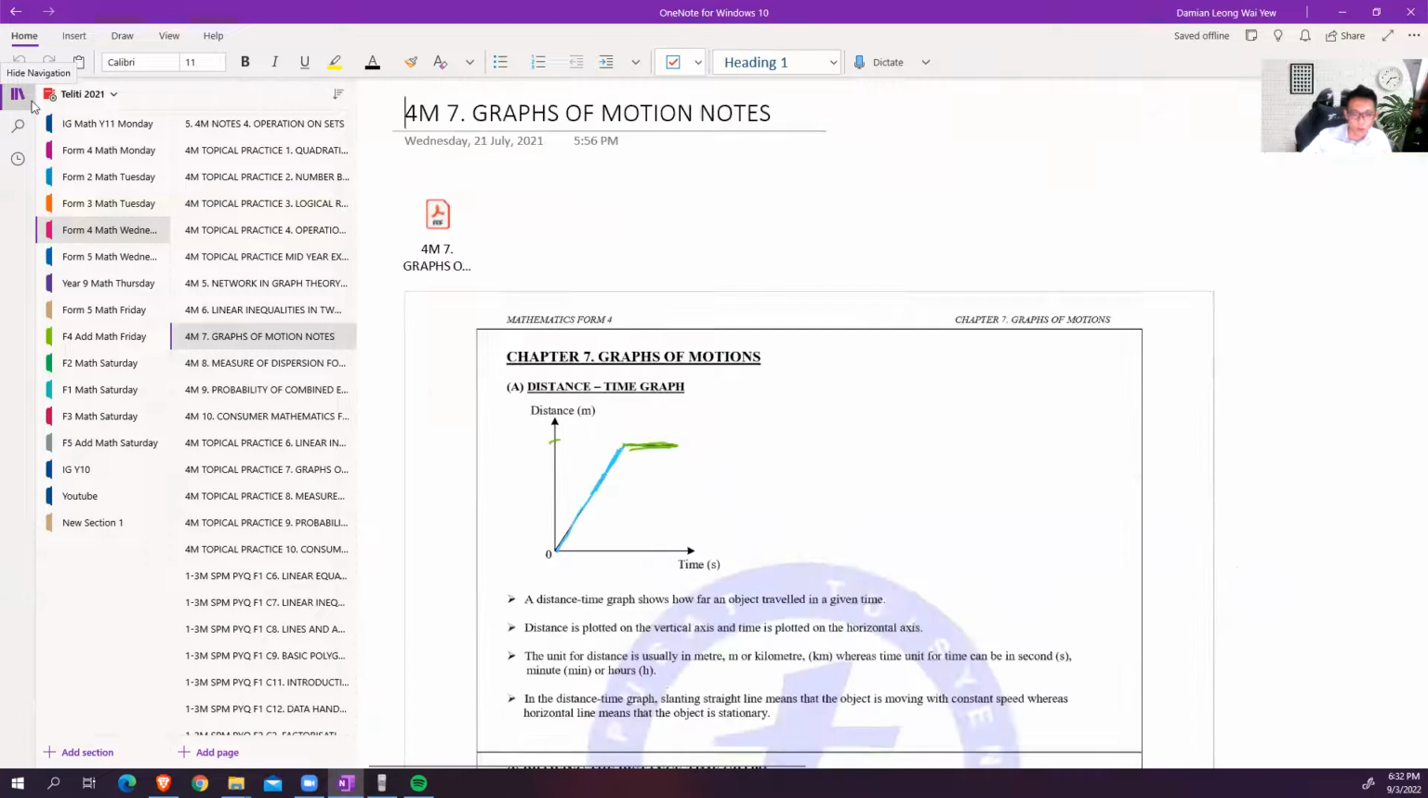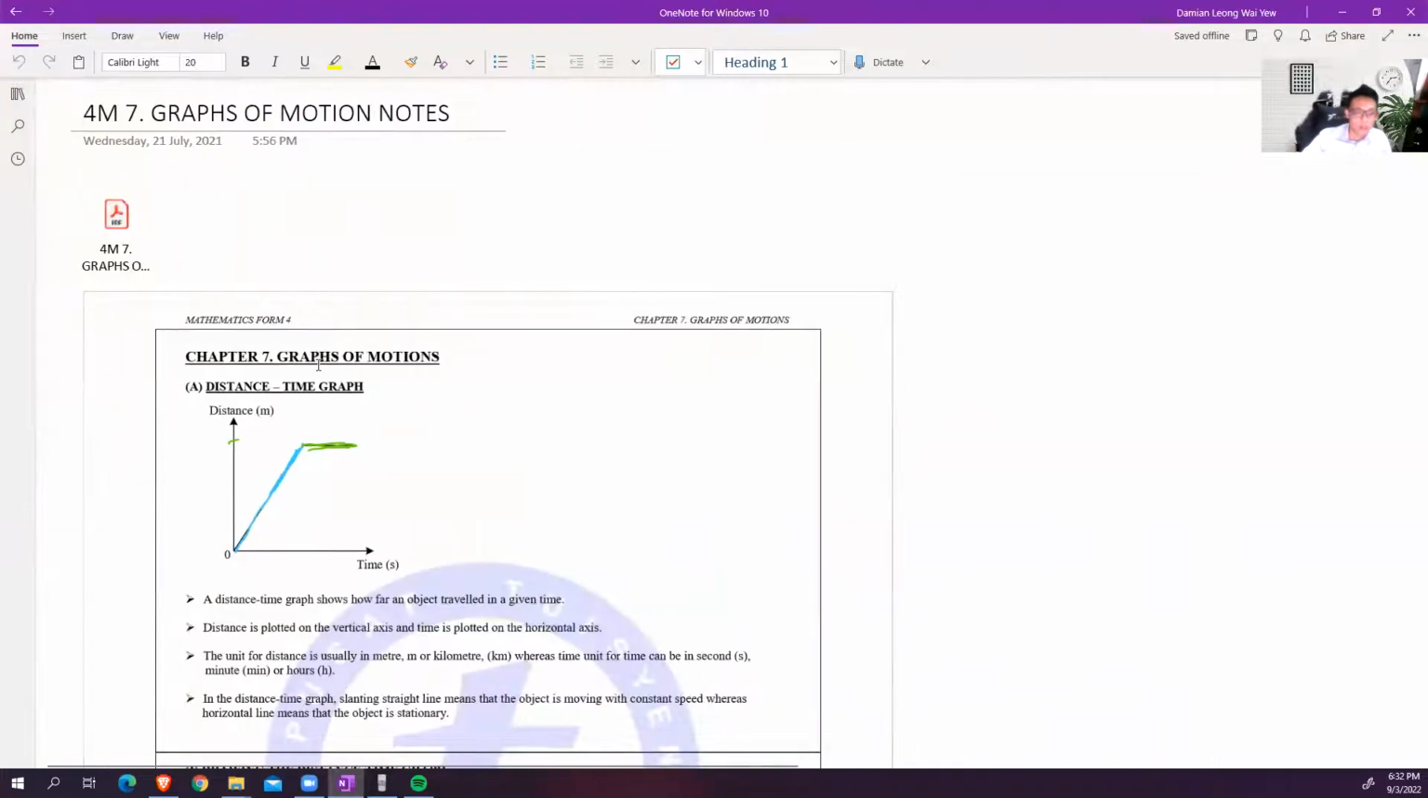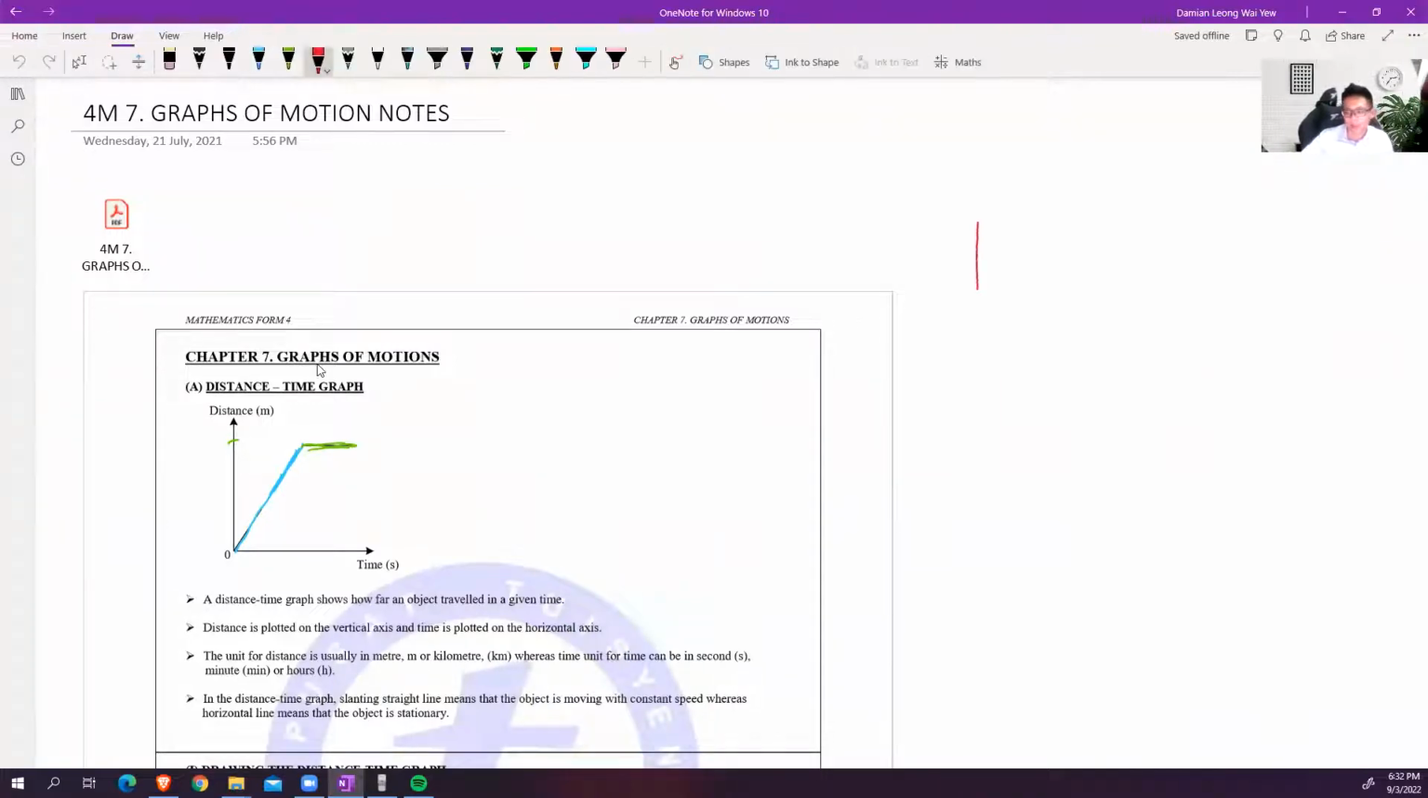Graphs of motion, chapter 7. So there's only 2 types of graph in this chapter. One is distance against time, and the other one is speed against time.